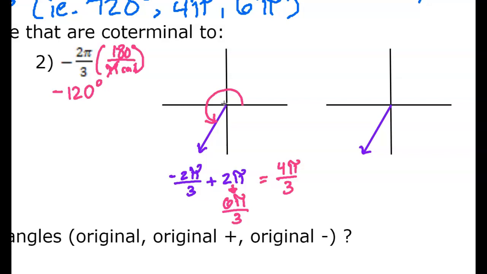Would it be fine if we just did it in degrees and then converted it? You then need to convert it back into radians. But you can do that.